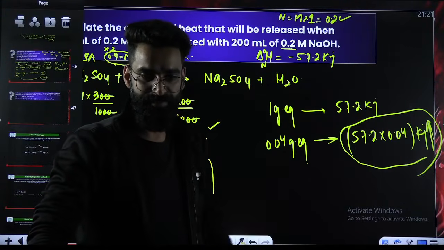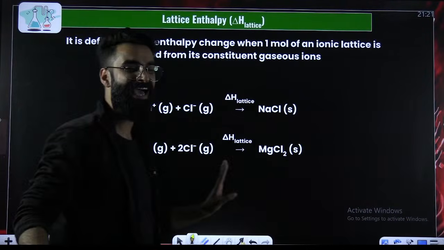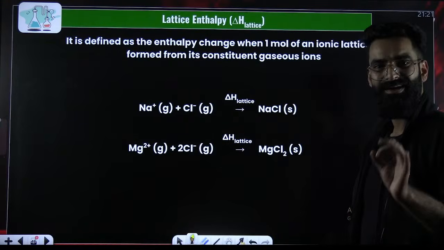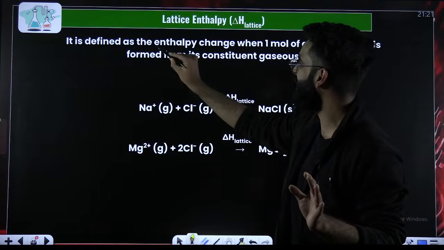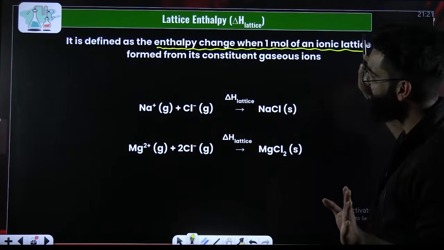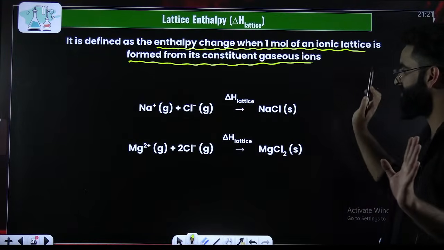Some theoretical topics, people. Lattice enthalpy, I believe every one of you would be knowing. Lattice enthalpy is defined as the enthalpy change when 1 mole of an ionic lattice is formed from its constituent gaseous ions.